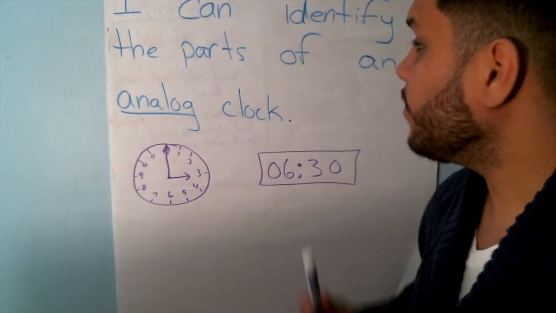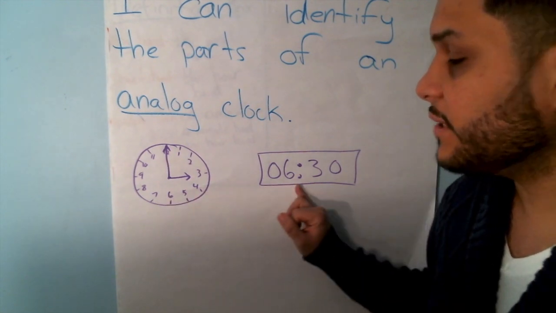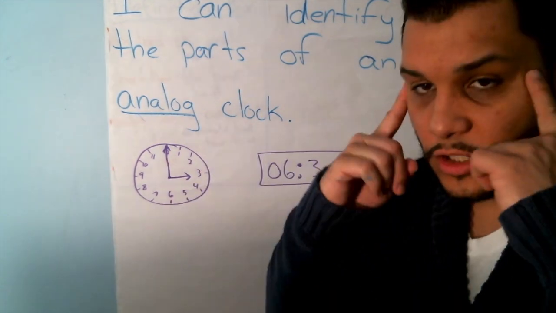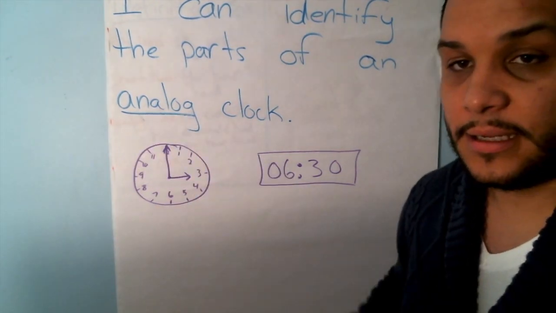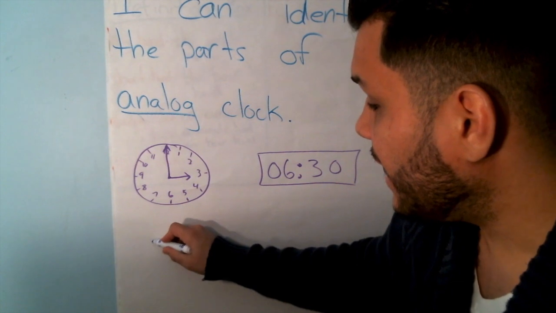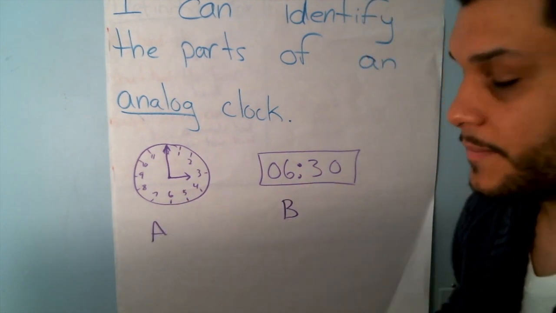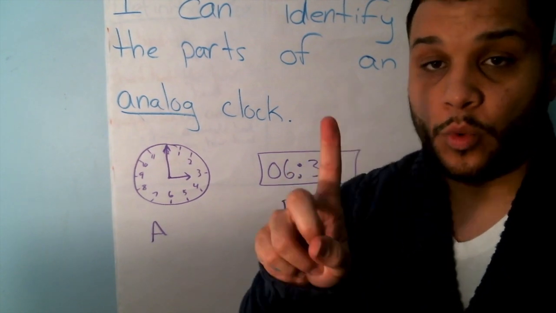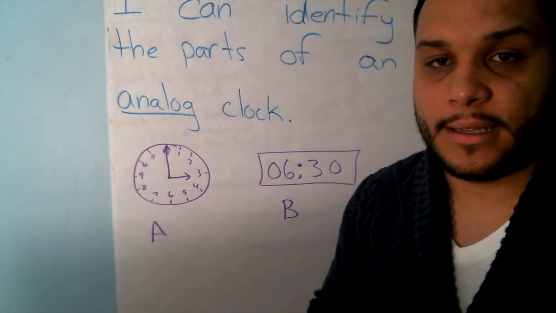Awesome job. When we look at the paper on the board, we have two different types of clocks. Which one do you think is an analog clock? Do you think it's clock A or clock B? Show me 1 for clock A. Show me 2 for clock B.